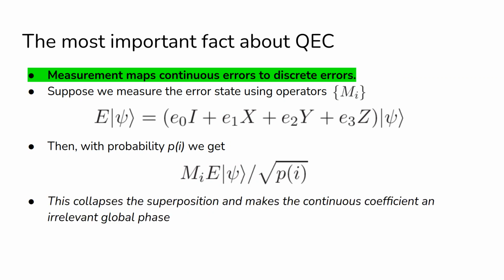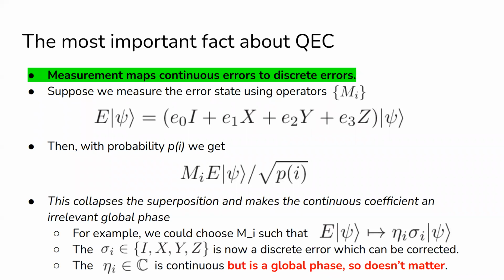And now let's be nice to ourselves. First, this is going to collapse the superposition, so to speak, and make the continuous coefficient a global phase. That's the key thing of how you can deal with the continuous coefficients. Global phases won't matter.